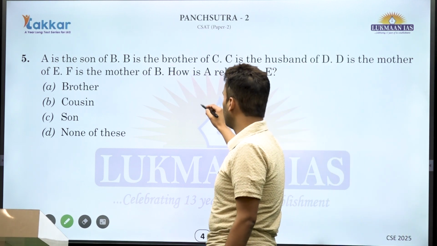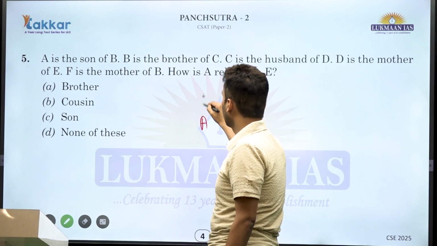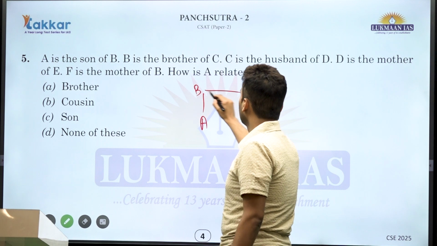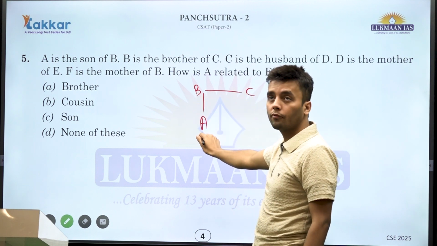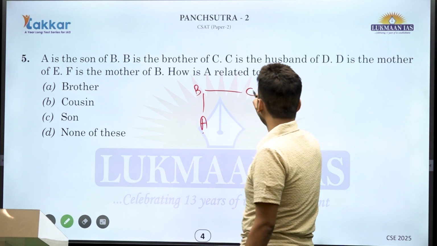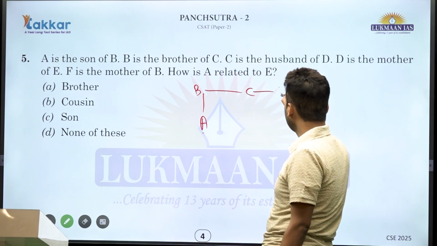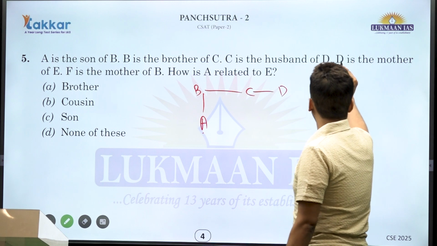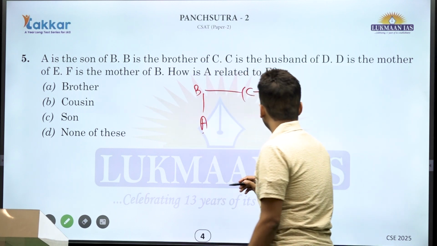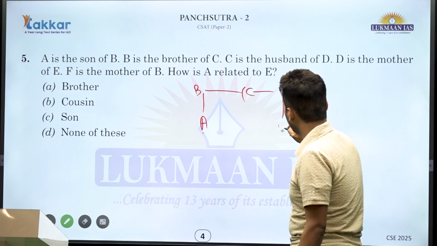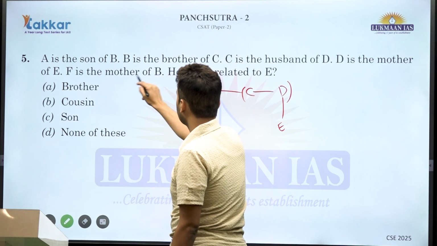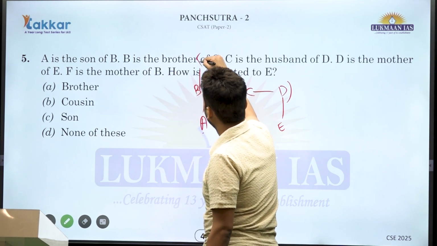A is the son of B, that means A is a B. B is the brother of C, that means he is a male member, that means he is the father of A. C is the husband of D, that means he is also a male member, and D is the female member. D is the mother of E, that means E is their child. F is the mother of B, that means F.